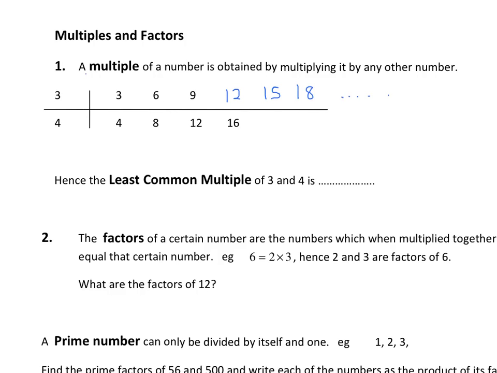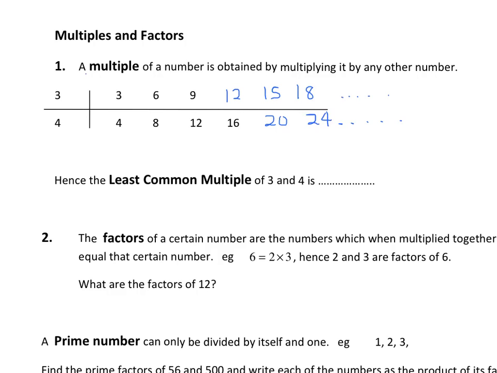If I look at the number 4 and look at its multiples, 4 times 1 is 4, 4 times 2 is 8, 4 times 3 is 12, 4 times 4 is 16, the next one will be 4 times 5, which is 20, 4 times 6, which is 24, and so on, going up by 4 each time.